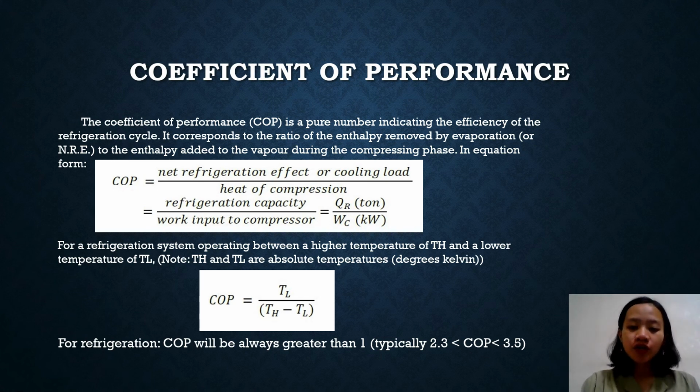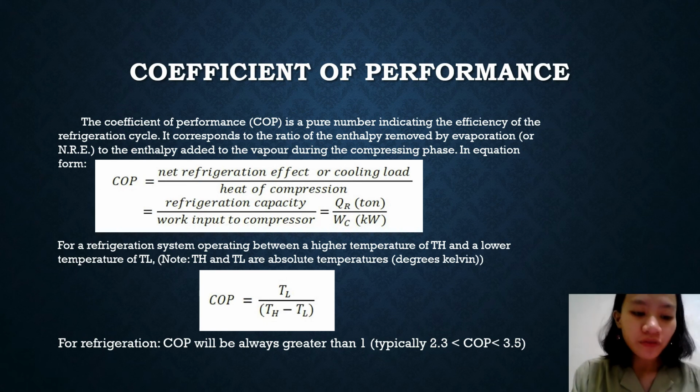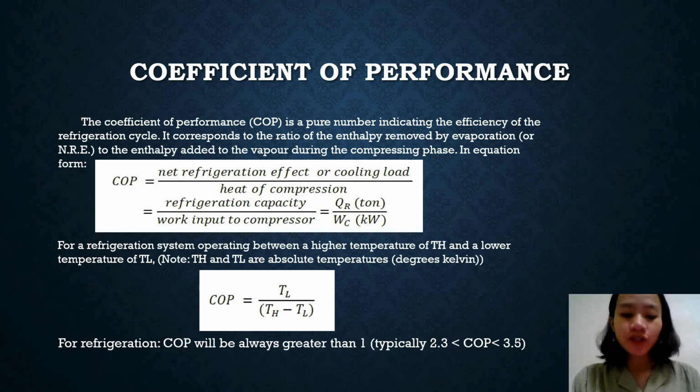For a refrigeration system operating between a higher temperature of T sub H and a lower temperature of T sub L, the coefficient of performance is equal to T sub L over T sub H minus T sub L. Note that T sub H and T sub L are absolute temperatures, which is in degrees Kelvin. For refrigeration, the coefficient of performance will always be greater than 1, which is typically not less than 2.3 and not greater than 3.5. The higher the coefficient of performance, the better the efficiency of the system.